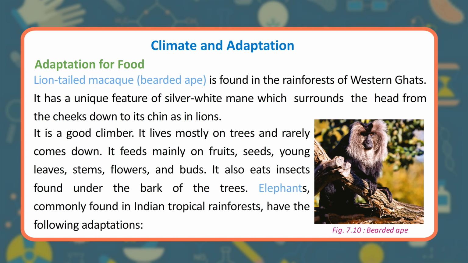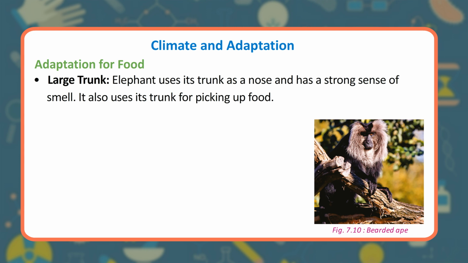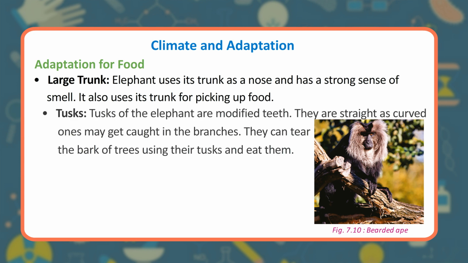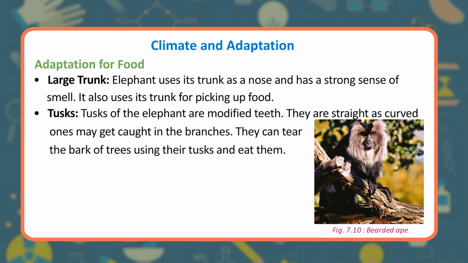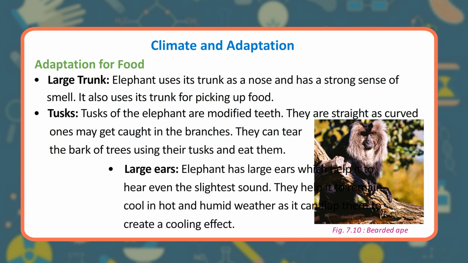Elephants, commonly found in Indian tropical rainforests, have the following adaptations. Large trunk. Elephant uses its trunk as a nose and has a strong sense of smell. It also uses its trunk for picking up food. Tusks. Tusks of the elephant are modified teeth. They are straight as curved ones may get caught in the branches. They can tear the bark of trees using their tusks and eat them.